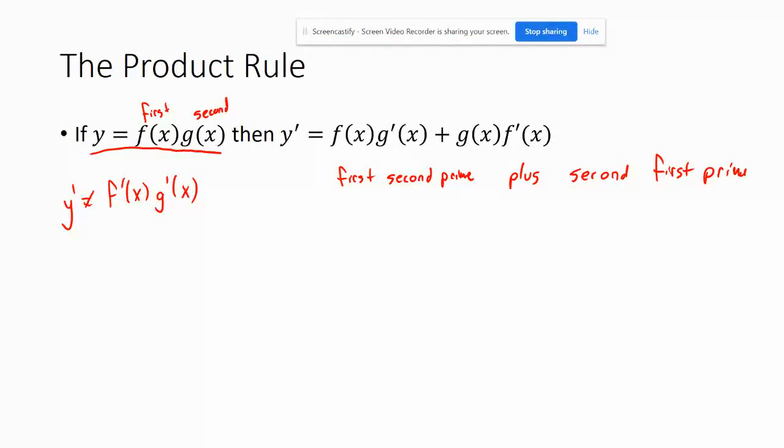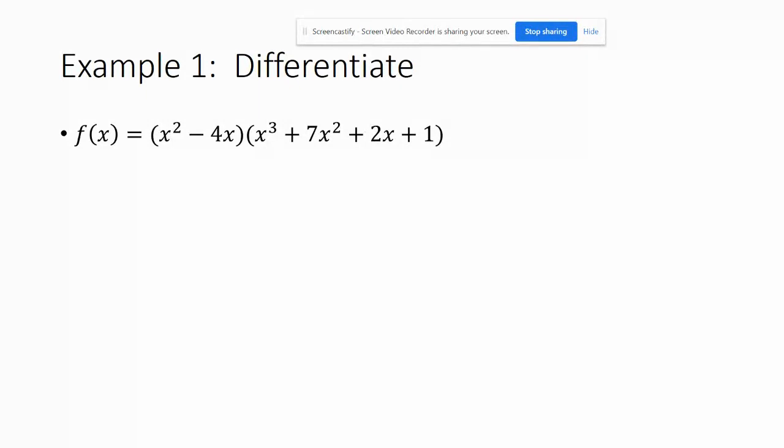So example one, we want to differentiate this: x squared minus 4x times x cubed plus 7x squared plus 2x plus 1. I just want to start this section with a disclaimer. The goal of today's lesson is to learn how to use the product rule, not to get the answer in the most efficient way, because the most efficient way would be to expand this out. So multiply x squared minus 4x times x cubed plus 7x squared plus 2x plus 1.